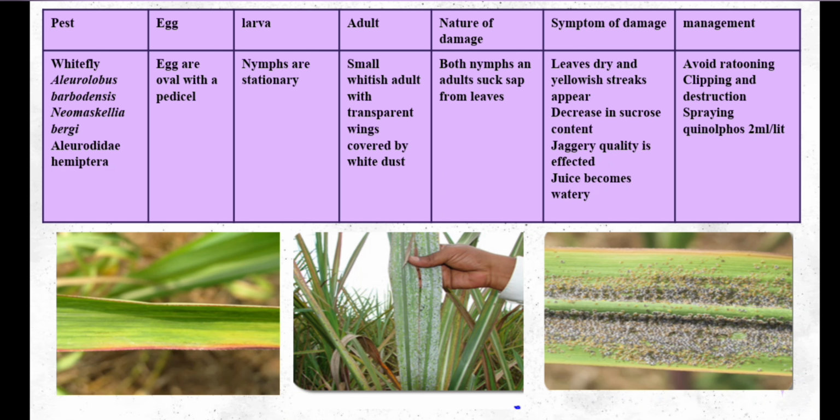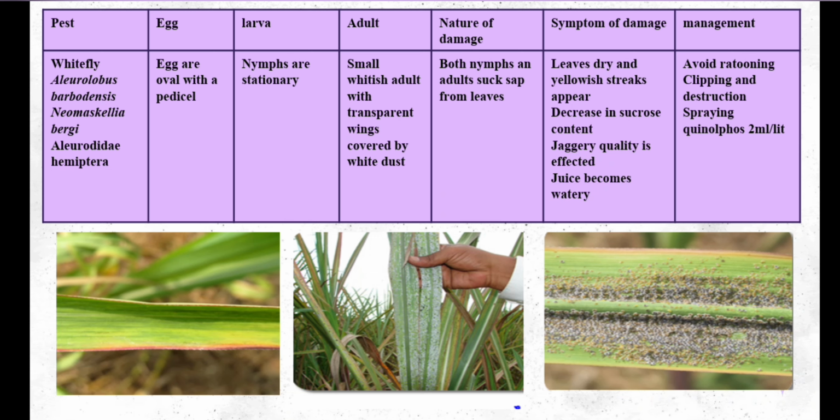And management. Avoid ratooning. So you should avoid ratooning of the sugarcane crop. Ratooning means nothing but after the harvest of the sugarcane, you are not removing the stubbles from the field and continuing those stubbles to grow again into a plant. So you should avoid ratooning. After each crop you have to completely remove the stubbles. And clipping and destruction of the damaged leaves. Spraying with quinalphos 2 ml per liter.